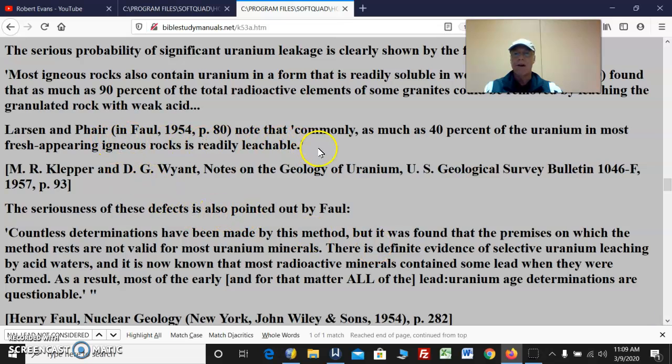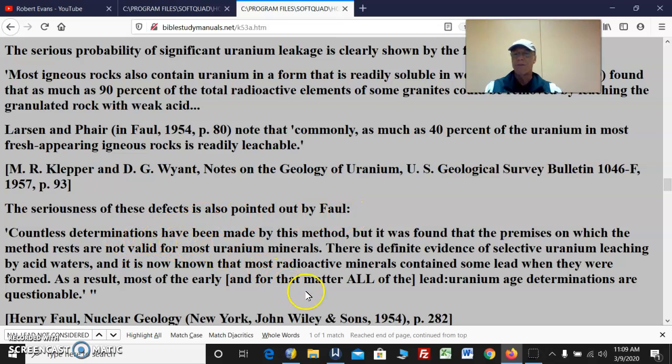Larson and Fair note that commonly as much as 40% of the uranium in most fresh-appearing igneous rocks is readily leachable. Don't tell me it didn't rain occasionally. The seriousness of these defects is also pointed out by Fall.